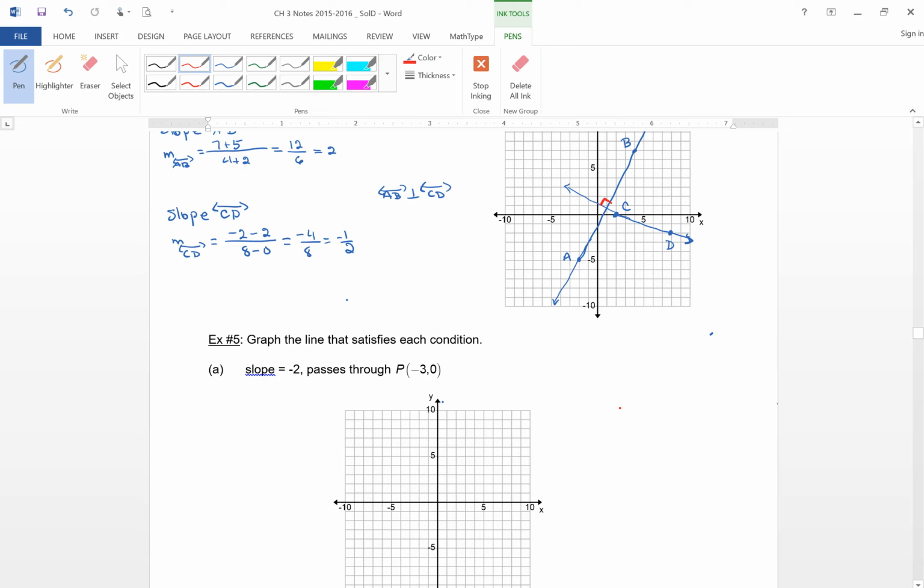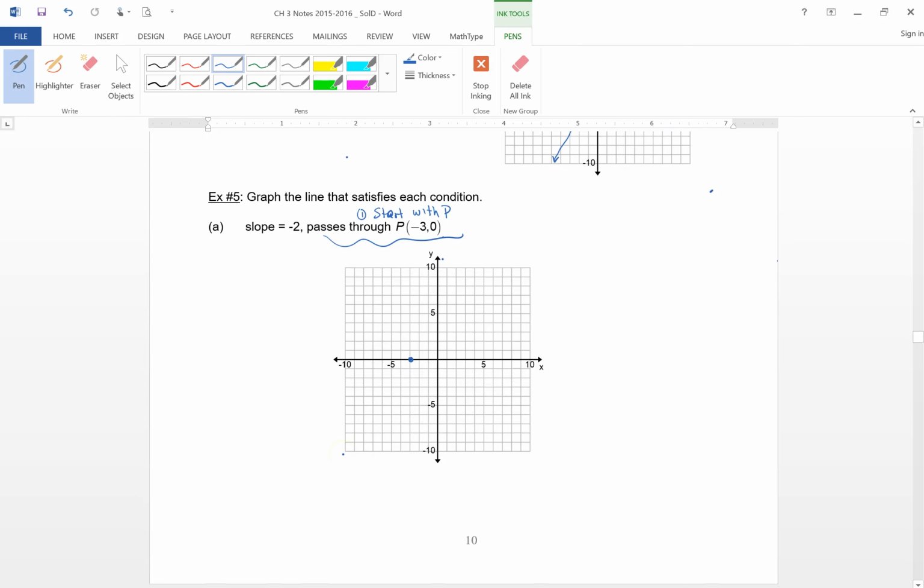All right. So let's graph this one. We have a slope of -2, and the line passes through this point. This is what we start with. Okay, so first we plot -3, 0. Whoops, this way. 1, 2, 3. Sorry, I got -3, 0 is over there. I got confused with y equals mx plus b.